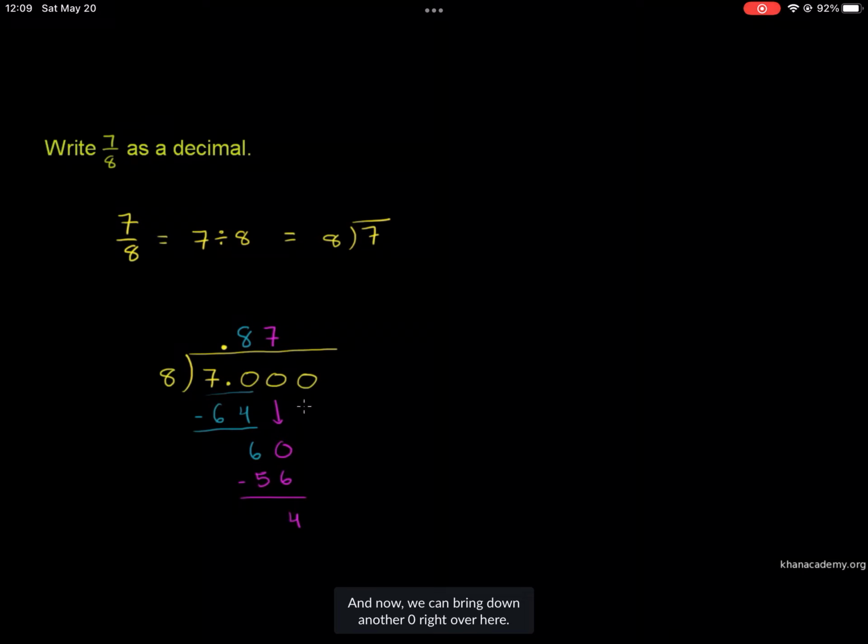And now we can bring down another 0 right over here. And 8 goes into 40. Well, it goes into 40 exactly 5 times. 5 times 8 is 40. And we have nothing left over.